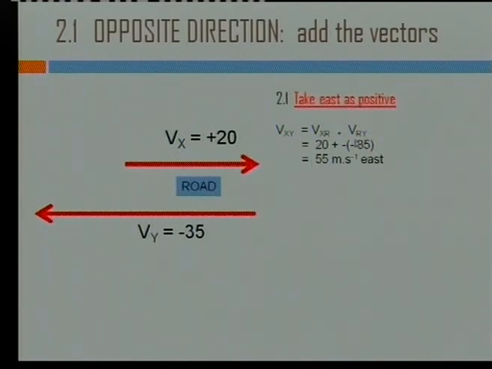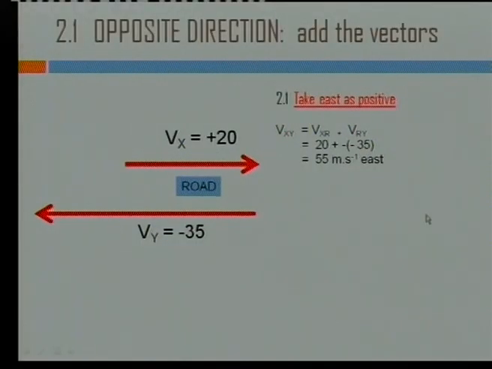But the road relative to y, in other words, I'm standing on this side and I'm watching the road move, and the road is moving in the opposite direction. There we go. And what was the velocity of the road? Minus 35. So therefore, if I add those two, the total becomes 55 meters per second east.